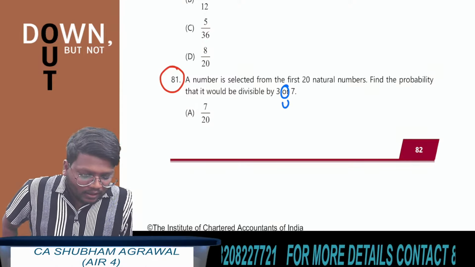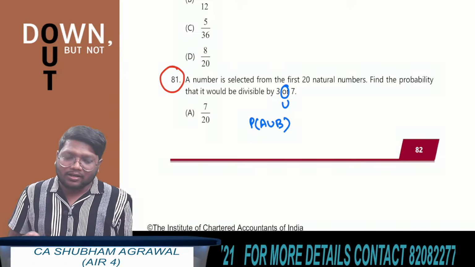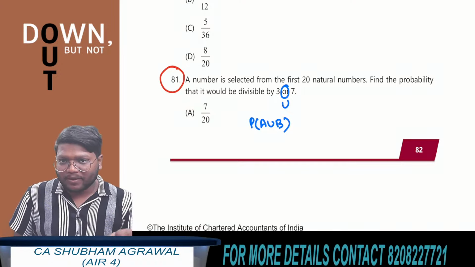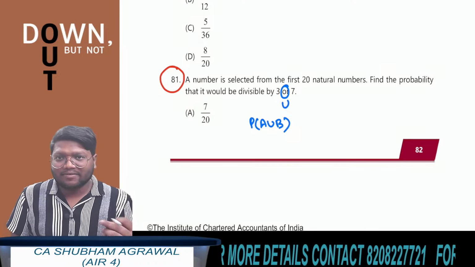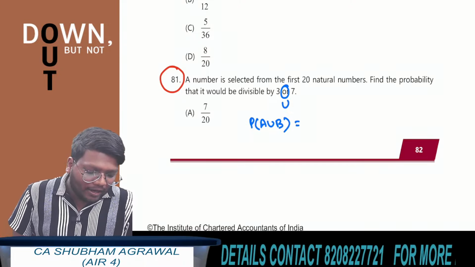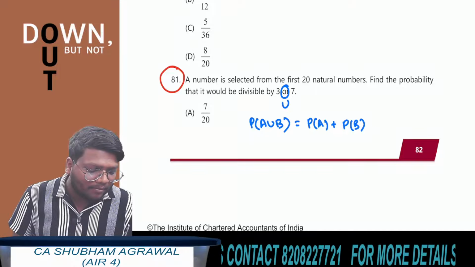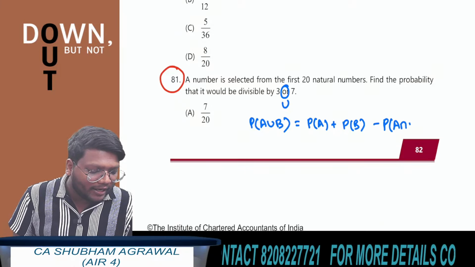Okay. So here we have to find probability of A union B. Event A is a random number which we are picking that is divisible by 3. Event B is a random number which we are picking that is divisible by 7. Probability of A union B is probability of A plus probability of B minus probability of A intersection B.